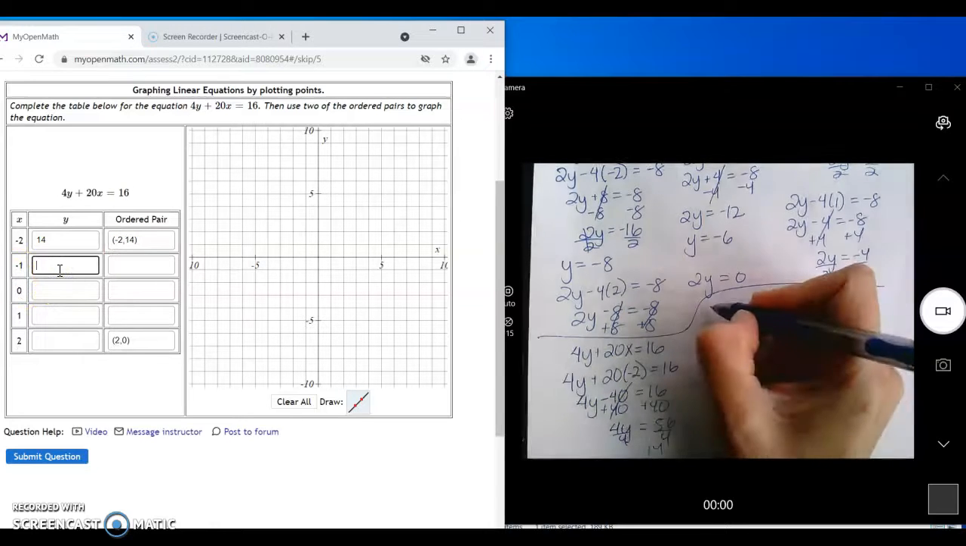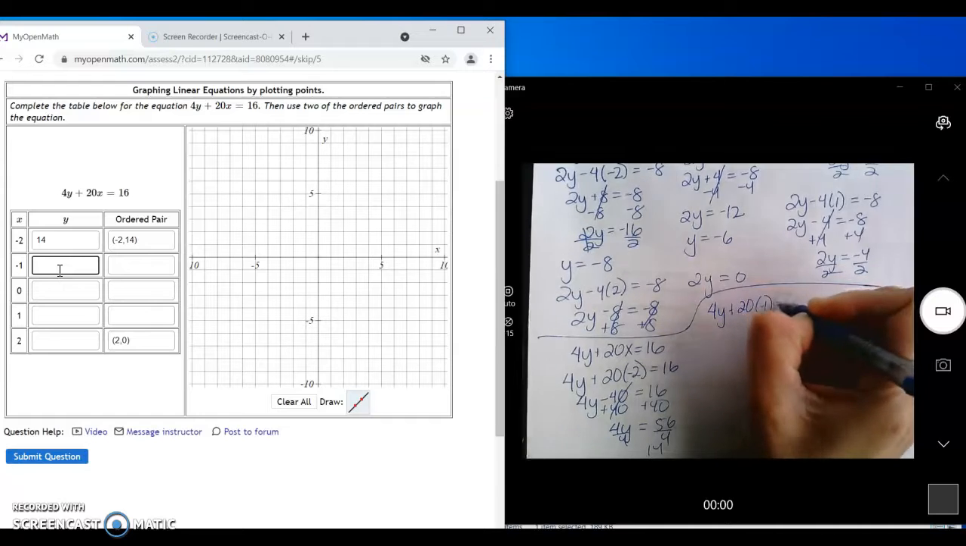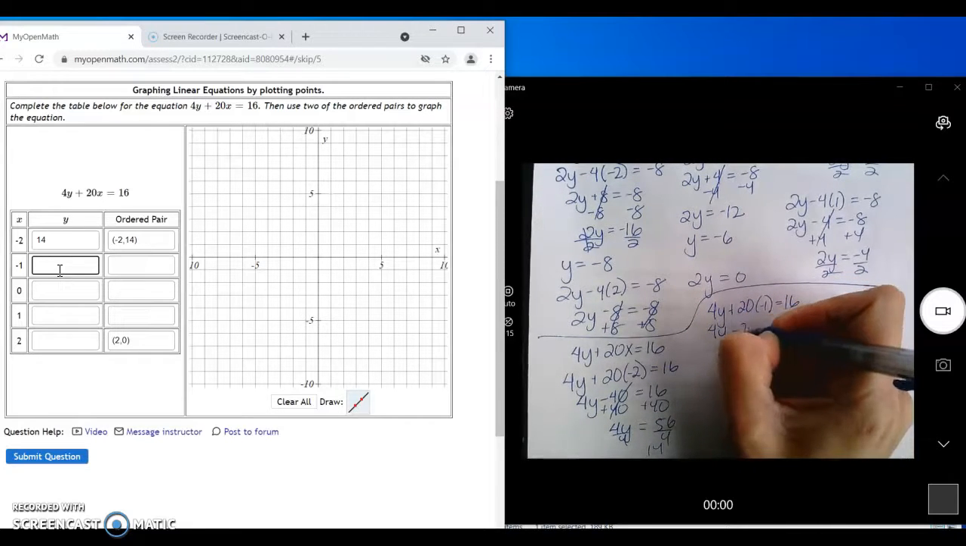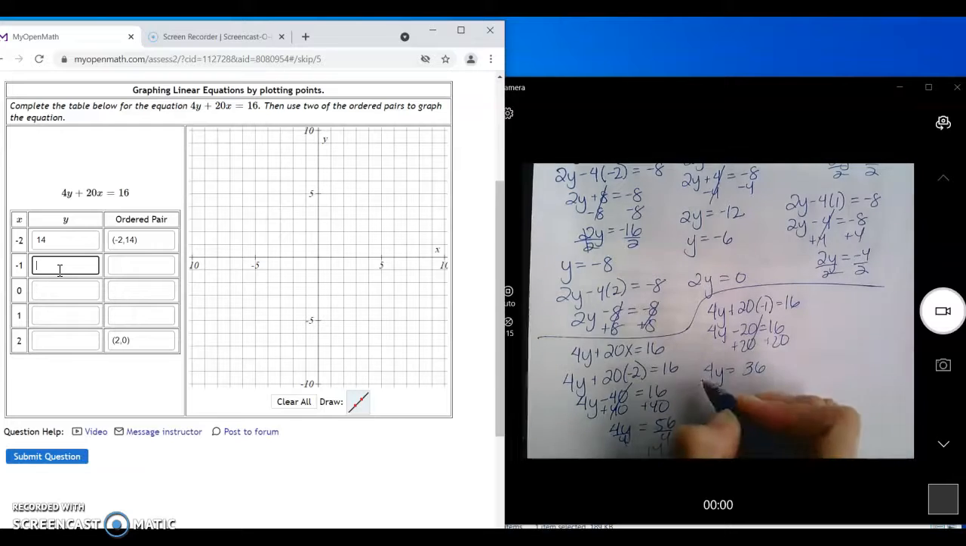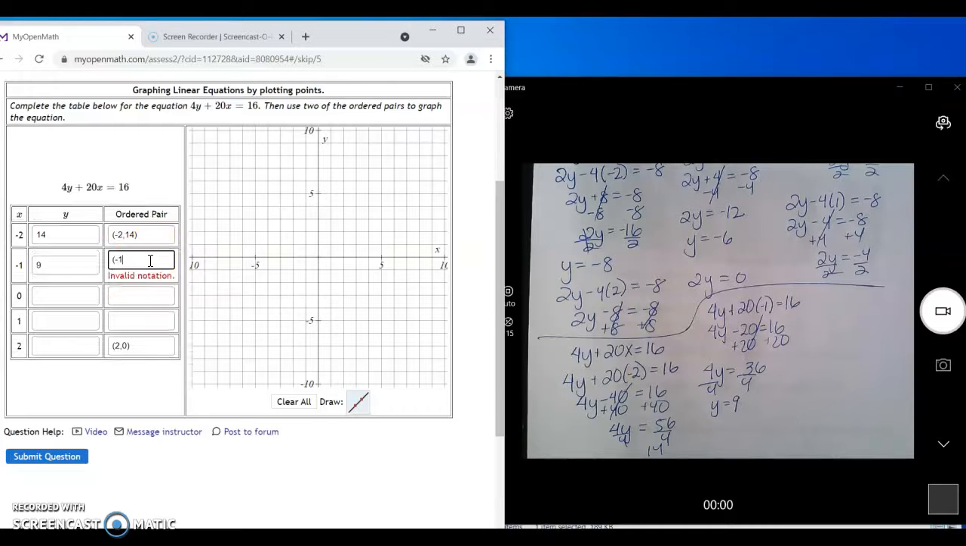Now we're plugging in negative 1 for x. So then 20 times negative 1 is negative 20. Then you add 20 to both sides, and you get 4y equals 36. Divide by 4, y is 9. So the point is (negative 1, 9).